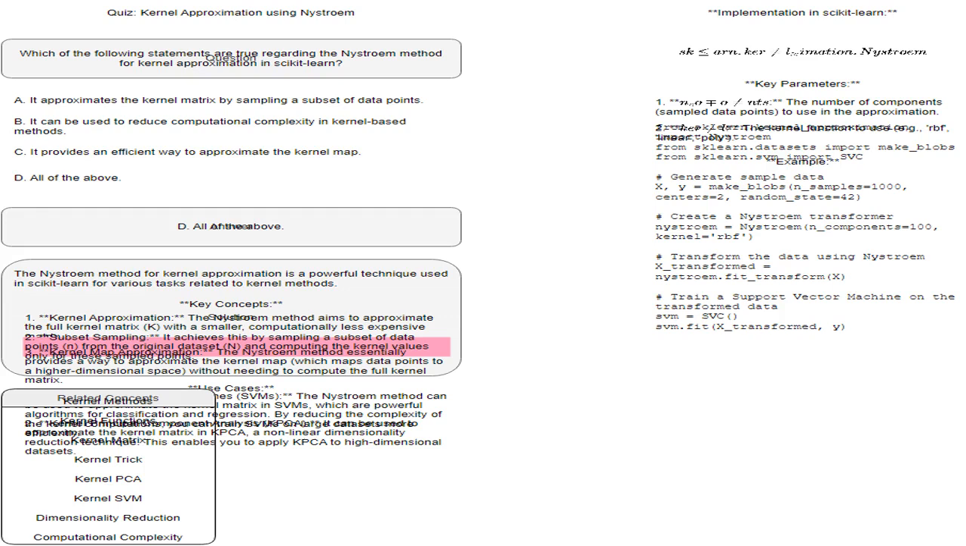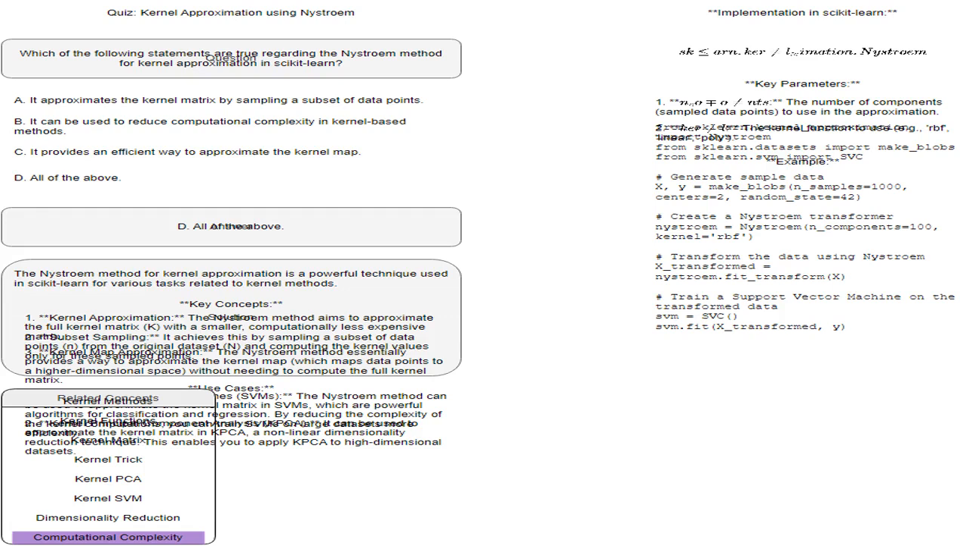Subset sampling. This statement is correct. The Nystrom method works by selecting a subset of data points n from the original dataset n. It then computes the kernel matrix for these sampled points, which is much smaller than the full kernel matrix. This significantly reduces computational cost. True.